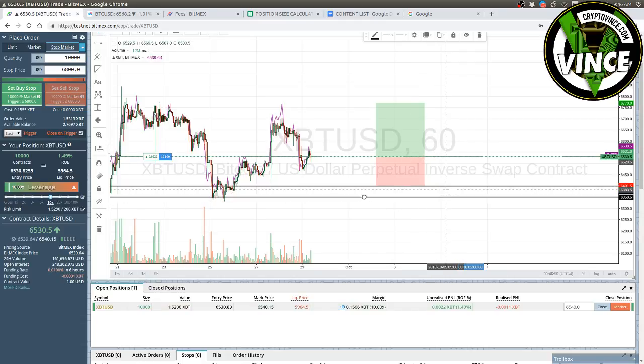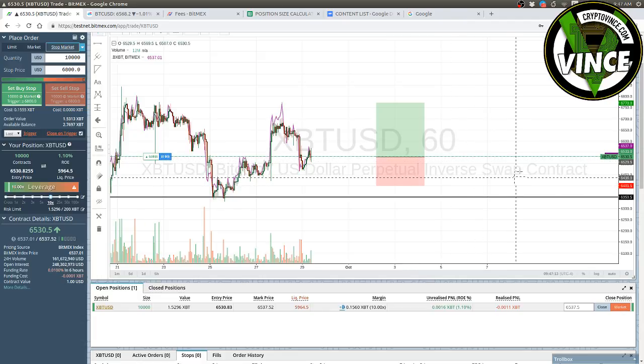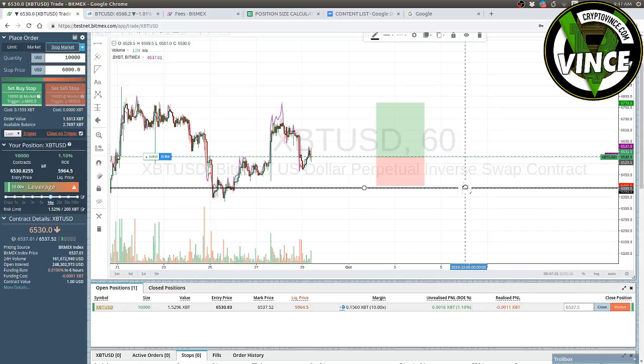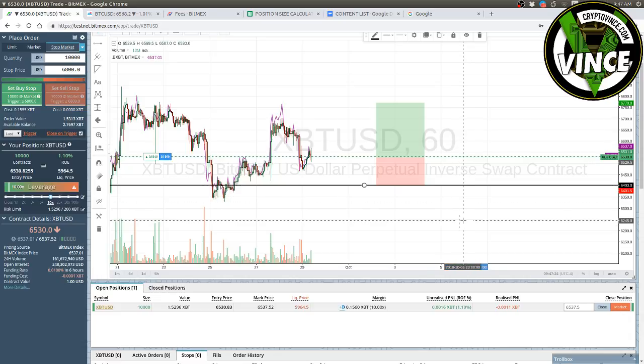You can use both, or you can use just stop market, and you're safe if you're a beginner and you don't want to screw up with the limit. So in this case, I'm going to use a stop market. I bought my position at 6.5, right? And my position is 1% in profit right here based on your cost. And I want to put a stop at 6.4.